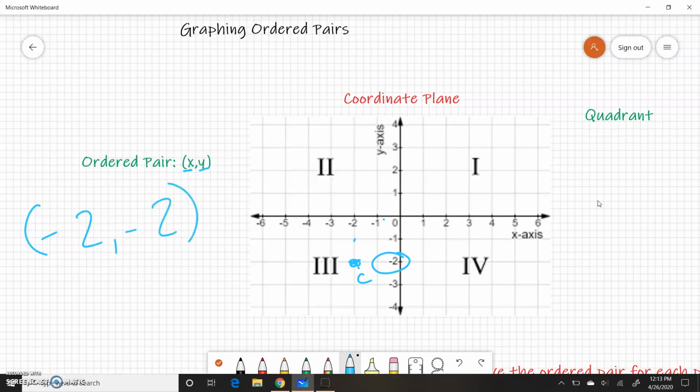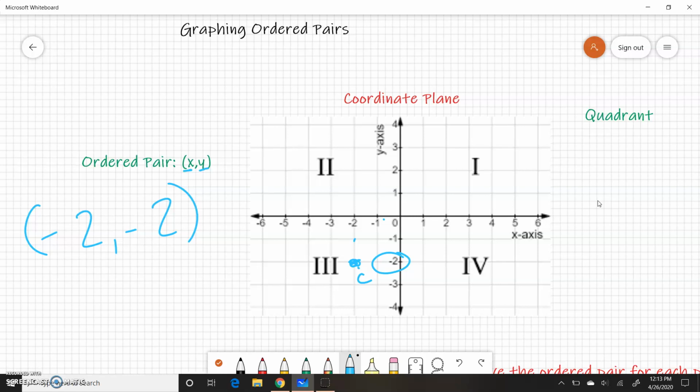So keep that in mind, that when you move to the left or when you go down, it's negative numbers. And your coordinate planes will have that shown for you today. So as long as you're following the numbers in the coordinate plane, you'll be fine. It'll show you the positives and the negatives.